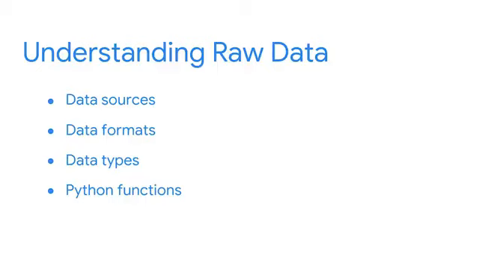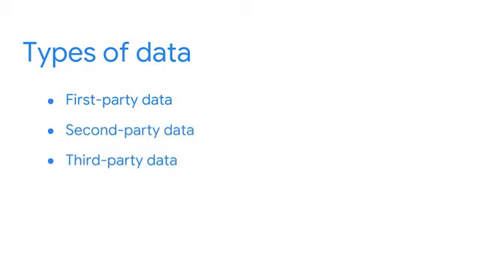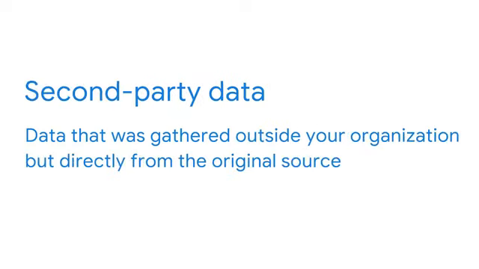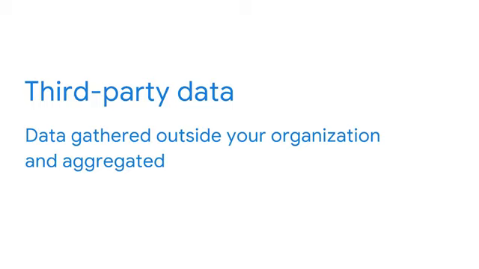Finally, the last raw ingredient in understanding data is types of data. You may already be familiar with the many different categories of data. As a reminder, there is first, second, and third-party data. First-party data is data that was gathered from inside your own organization. Second-party data is data that was gathered outside your organization, but directly from the original source. Finally, there's third-party data, which is data gathered outside your organization and aggregated.